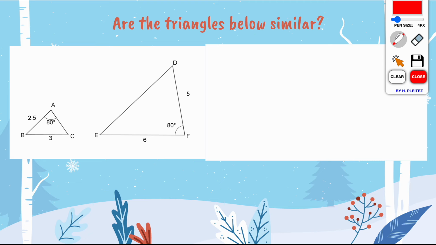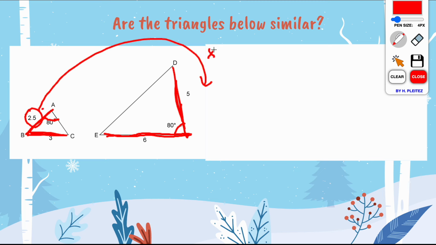All right, here's some practice. Are the two triangles below similar? So let's see what we got. I'm just going to highlight some things. So we have AB and BC, and then we have DF and EF. We're given information about those two. We have this angle here is 80 and this angle here is 80, but what I'm seeing right now, I notice that there's a scale factor of 2. If I multiply 2.5 by 2, I'll get 5, and then if I multiply 3 by 2, I'll get 6.